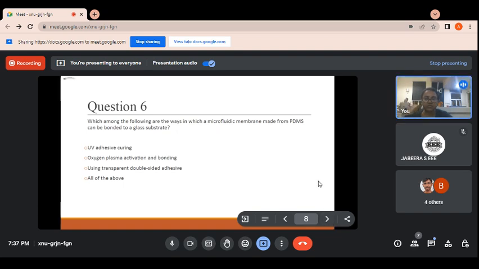Next we are moving toward question number 6. Which among the following are the ways in which a microfluidic membrane made from PDMS can be bonded to a glass substrate? The first option is UV adhesive curing. Second is oxygen plasma activation and bonding. The third option is using transparent double-sided adhesive. And the fourth option is all of the above. So take your time and then try to give the answer.